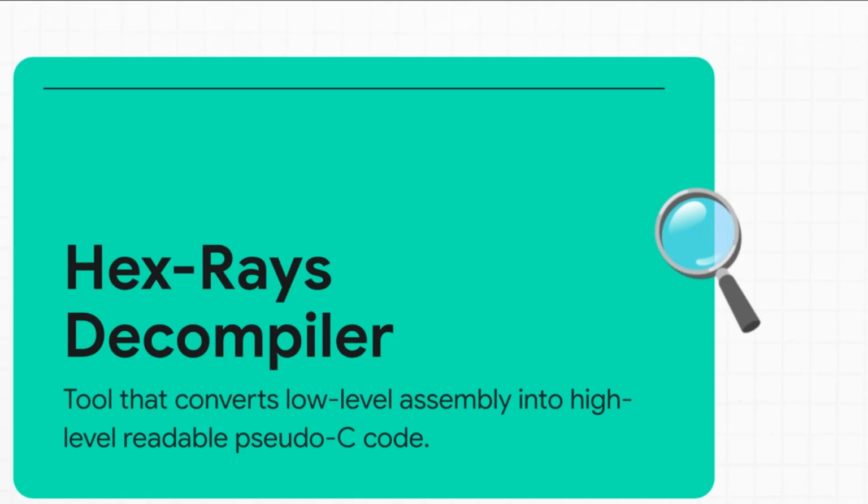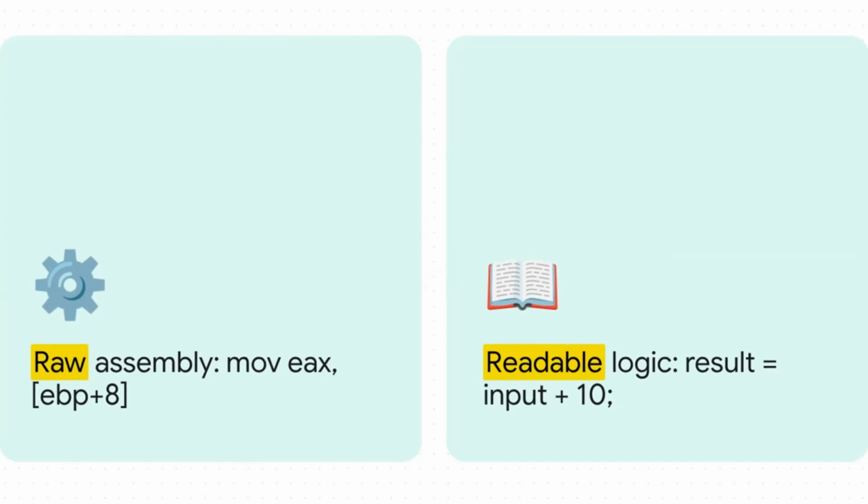Instead of forcing you to manually trace processor registers line by line, which, let's face it, takes immense expertise and time, Hex-Rays converts that low-level assembly language back into a readable, high-level pseudo-C representation. It completely abstracts away the hardware-level operations. And this brilliantly illustrates exactly what I mean about the power of this translator.